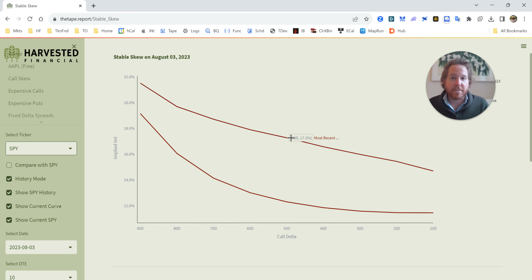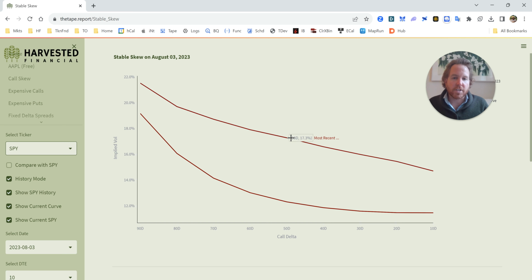Vol's up 5 clicks. If we just measure at the money vol, this is 10 days to expiration. If we just measure at the money vol 10 days out, it's up. But given that stock's gone down so much, how much are we really up?